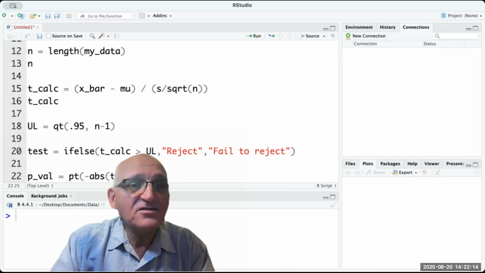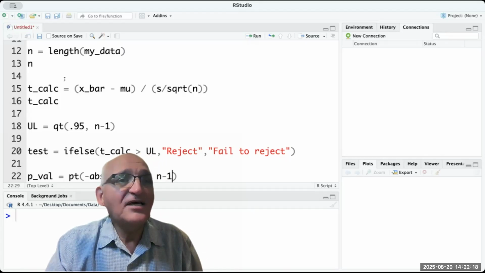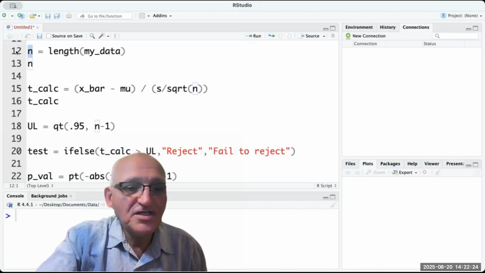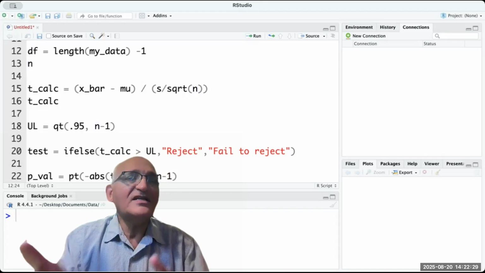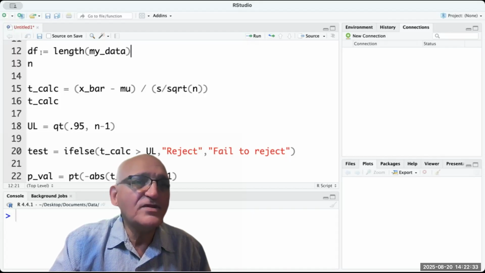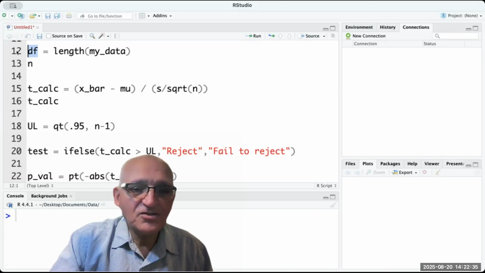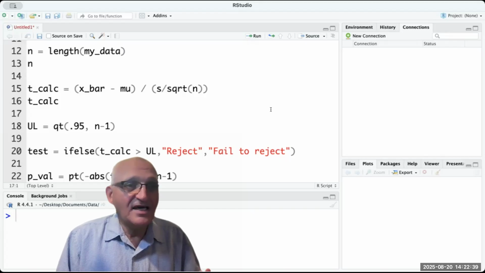And you have to enter the degrees of freedom, n minus 1. Again, I could have said degrees of freedom equals the length of my data minus 1, so instead of finding n and then typing n minus 1 here, I didn't do that, but it's okay. Now I can run this and see what I get.